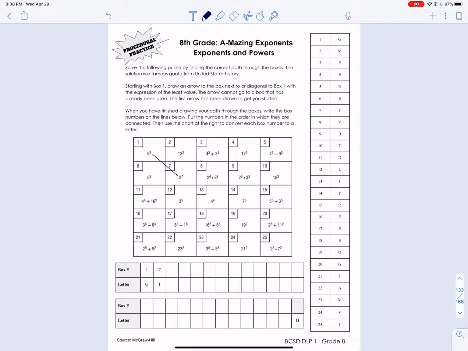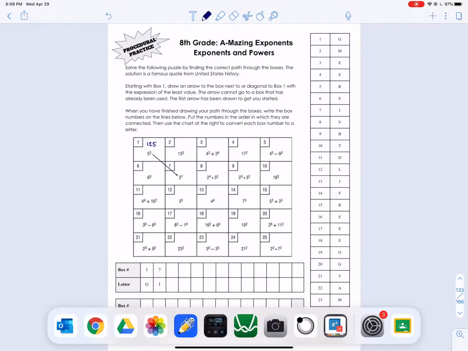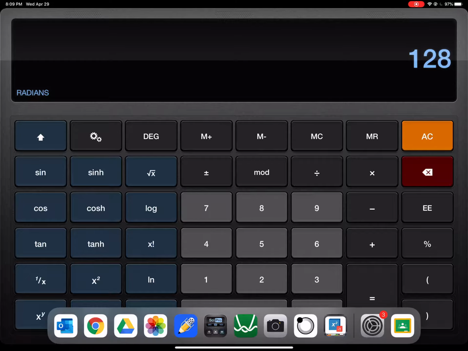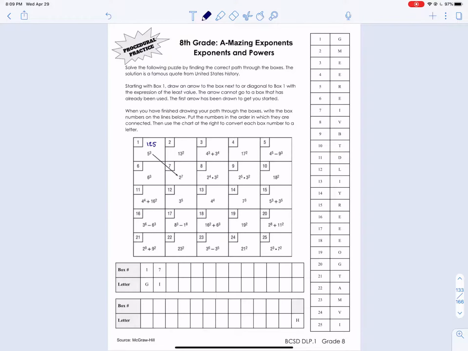Right? So I would go through first and evaluate these exponents. The first one, we've already done this: 5 times 5 times 5, 125, that's the previous day's activity. And then 2 to the 7th power. Again, if your calculator doesn't have that exponent button, you could do 2 times 2 times 2, do that 7 times, and we would get 128.